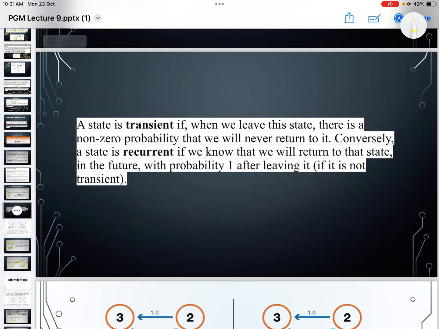A state is transient if when we leave the state there is a non-zero probability that we will never return to it. Conversely, a state is recurrent if we know that we will return to that state in future with a probability 1 after leaving it. So transient means you may never return to that state, and recurrent means you will return to that state. That is a confirmation that you will return to the state.